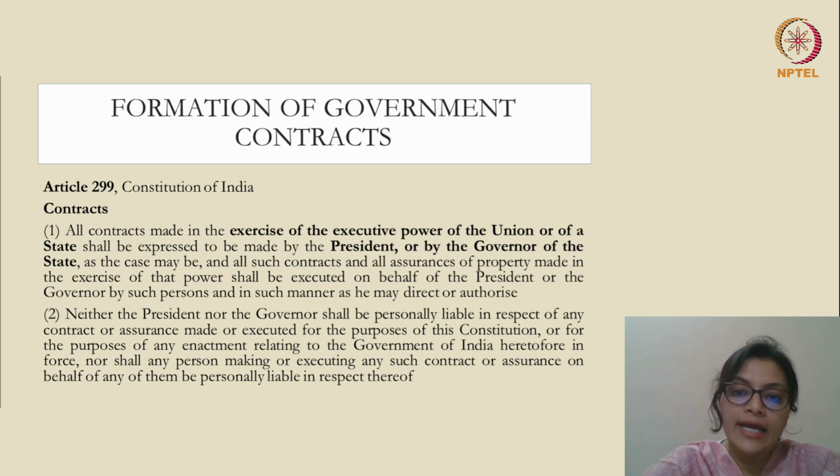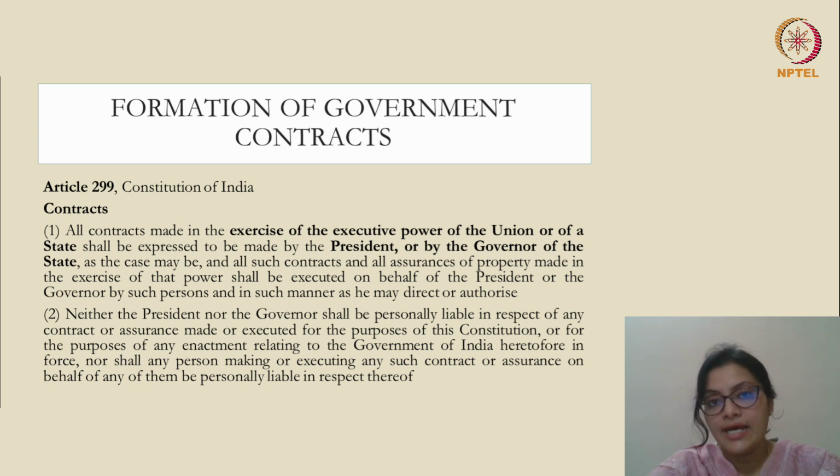So, from Article 299, we gather that government contracts have to be made by the President or by the Governor or by any other person who is acting on their behalf. But interestingly, Clause 2 of Article 299 clearly lays down that neither the President nor the Governor or any other person who is executing a contract on behalf of the Governor or the President shall be personally liable. So it is obviously the office of the President or the office of the Governor that is liable, but not them as individual persons.